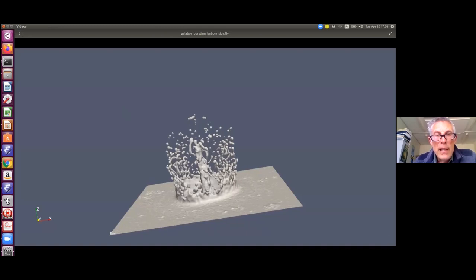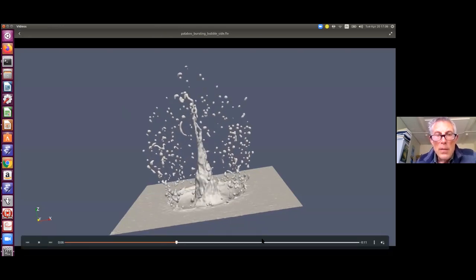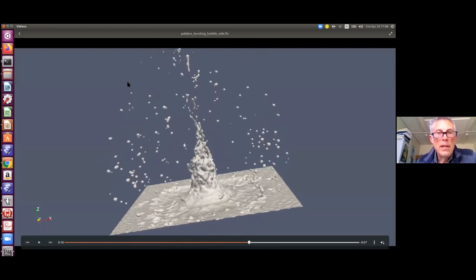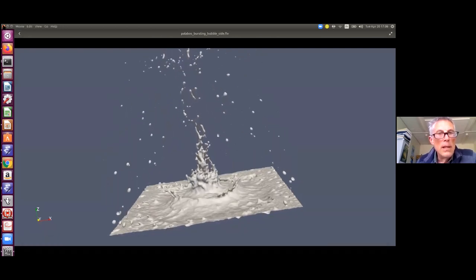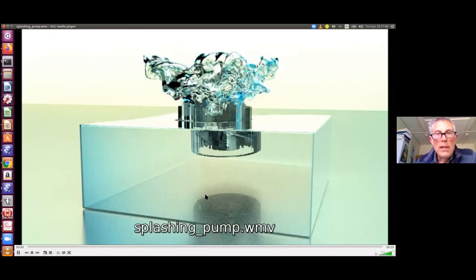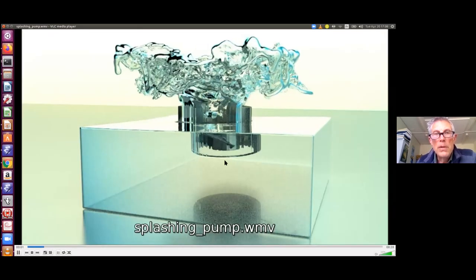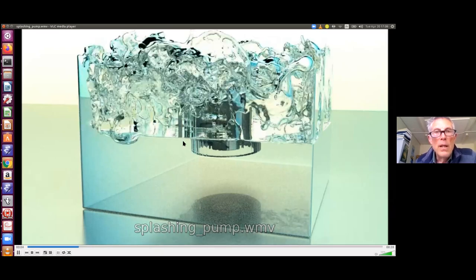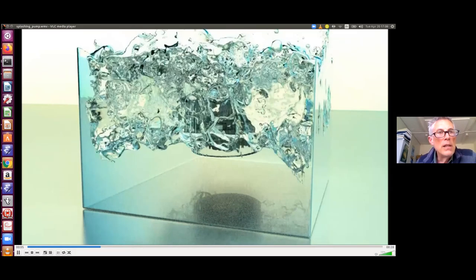So this is just an air droplet moving up towards the water surface and creating all these little droplets that you can create with this type of simulation. Another example is you have a moving pump which produces all these beautiful patterns in the image.